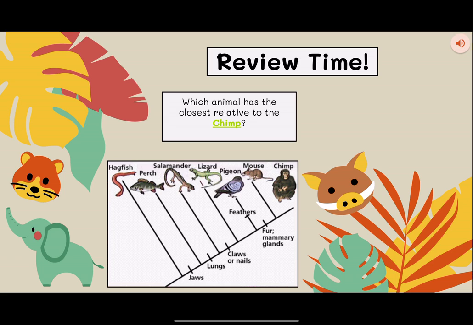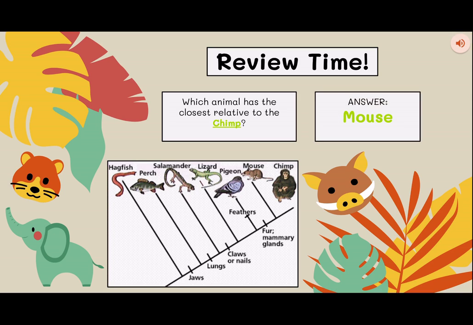Now, let's review what you learned about cladograms. Which animal below has the closest relative to the chimp? If the answer you chose is mouse, you are correct.